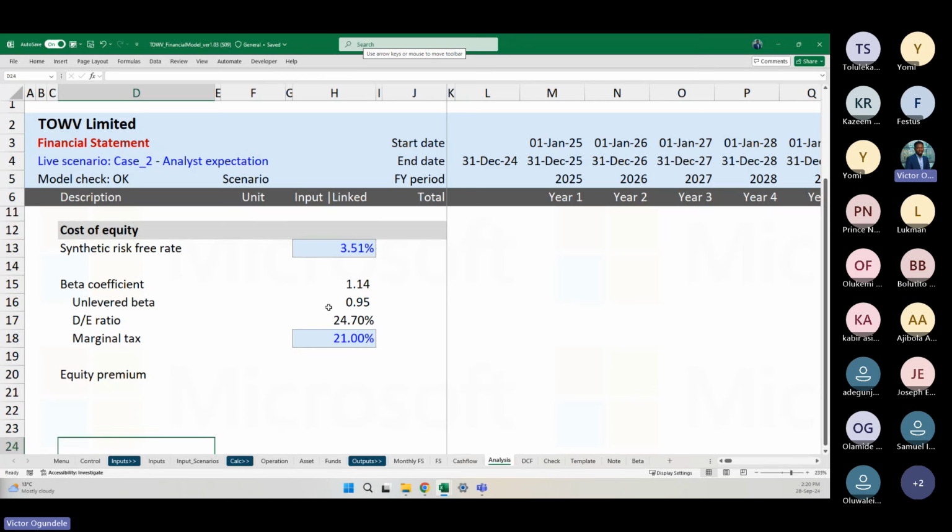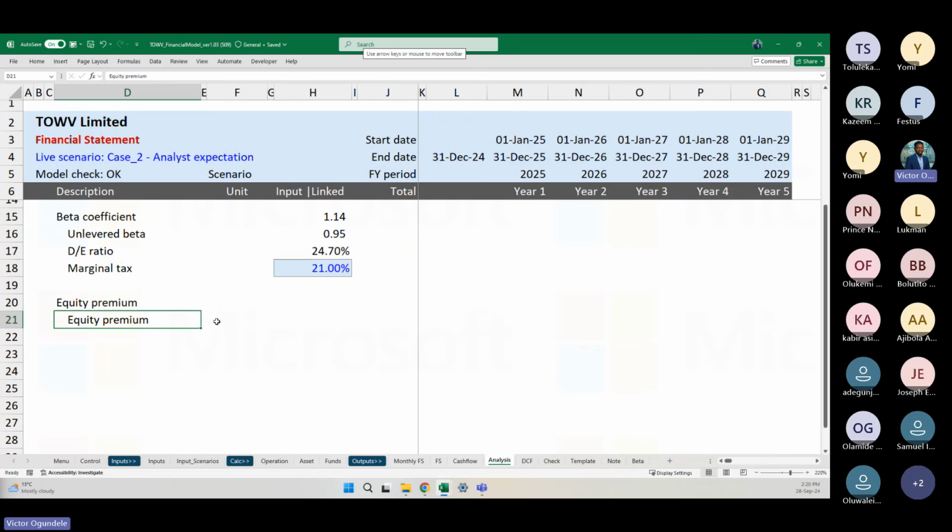Because I'm giving you that money, you should be able to promise me something back in return, which will then be my own additional request. So we call that one equity premium. Now, for equity premium, each country has what we call equity premium.